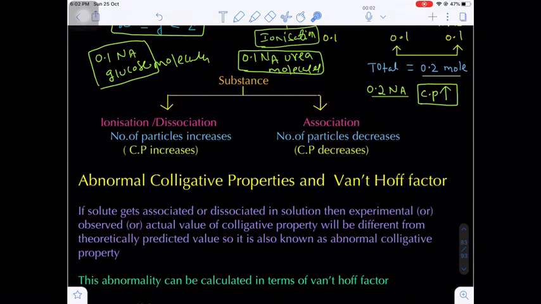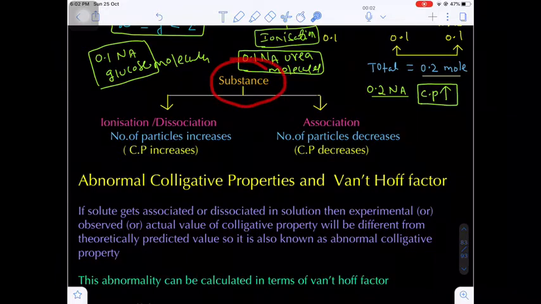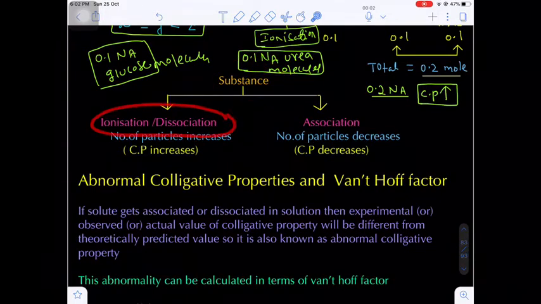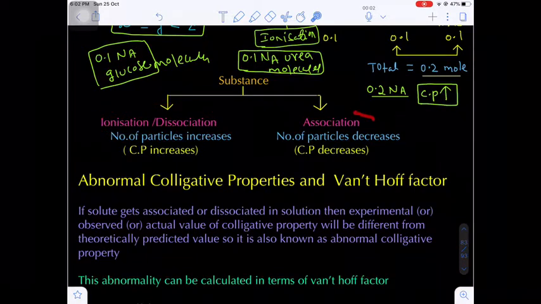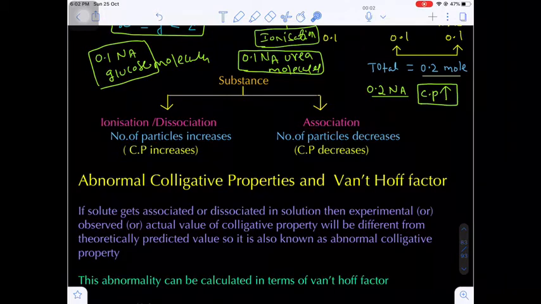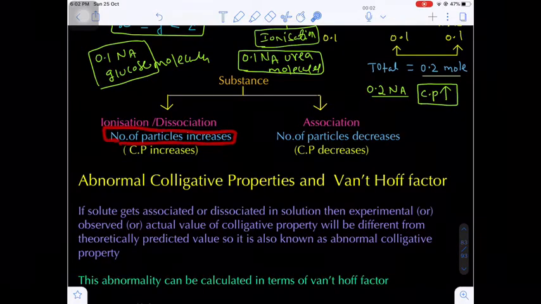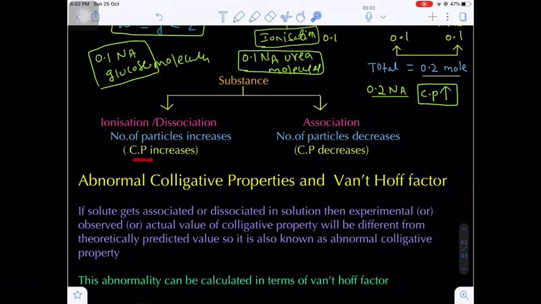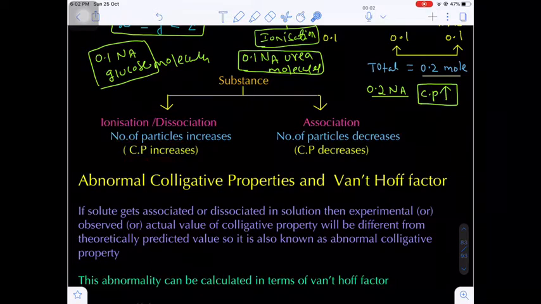Okay. Now here we have to discuss two important cases regarding the substance or solute. Number 1, the solute may undergo ionization or dissociation. Number 2, the solute undergoes association. Now, during ionization, what happens to the number of solute particles? It increases. When the number of particles increases, what happens to the colligative properties? They increase. Whereas association means coming together.